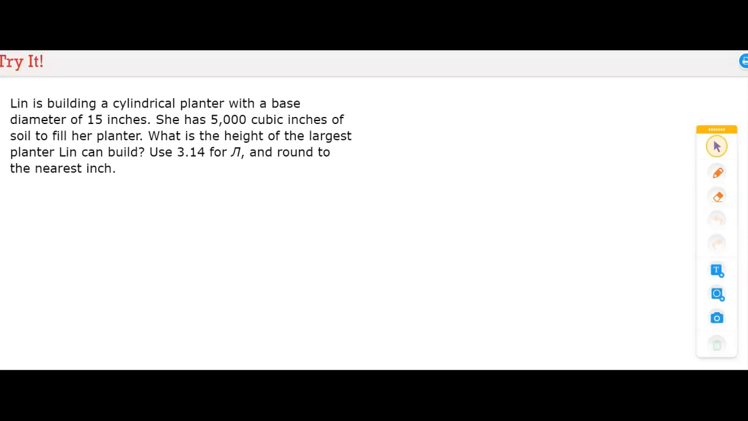Lynn is building a cylindrical planter with a base diameter of 15 inches. She has 5,000 cubic inches of soil to fill her planter. What is the height of the largest planter Lynn can build? Use 3.14 for pi and round to the nearest inch.